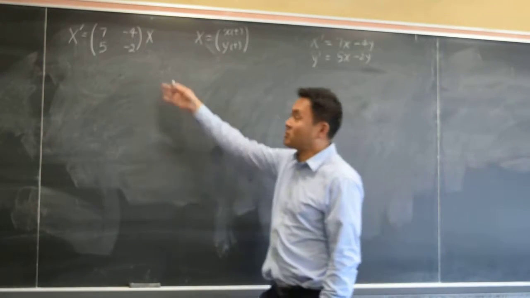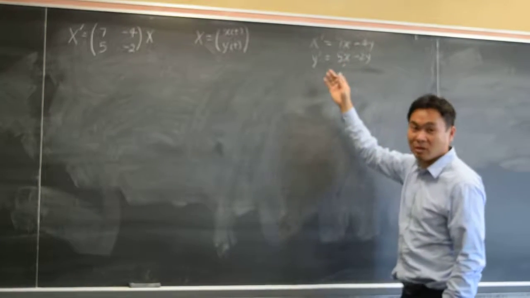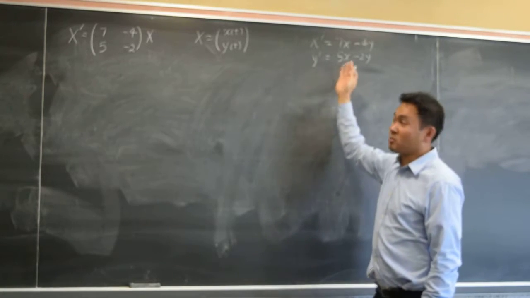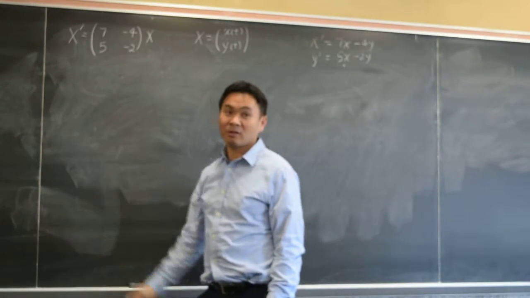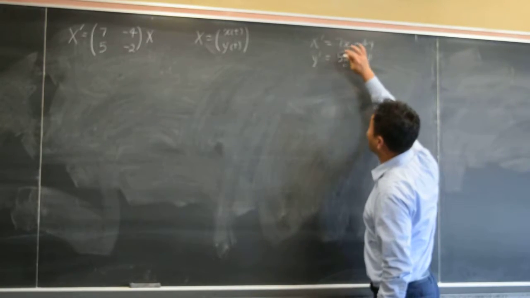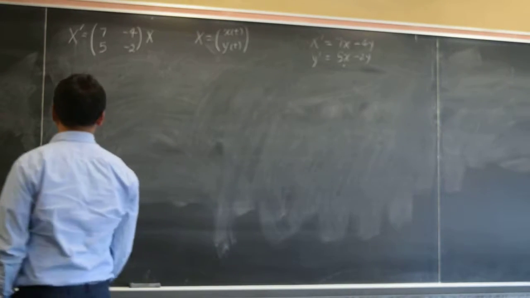I might give you this and say, oh, what system is this? Write it explicitly. You have to write it like this. I might give you this and say, write it in matrix form, then you have to be able to write it like this. Okay? That matrix is the coefficient matrix, with the numbers 7, -4, 5, -2.